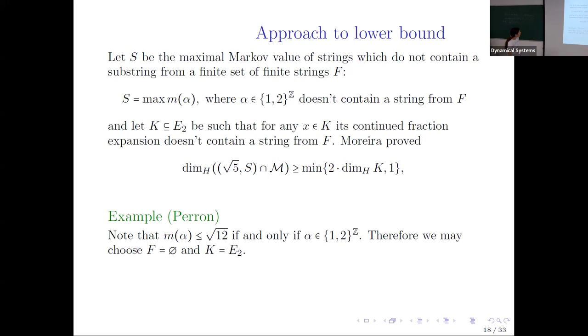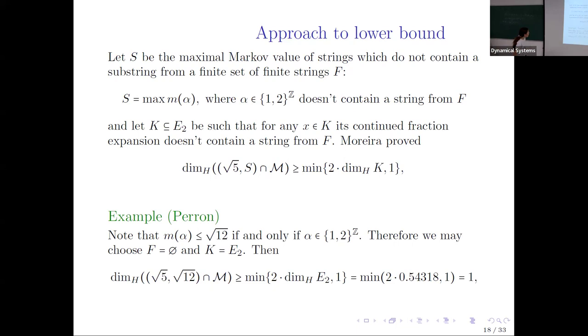Here's an example of using this result: you know that our Markov value is going to be smaller than square root of 12. This is because if you have 3, then 3 goes into the 0 position, and the smallest that you can get afterwards is by filling it again with 3 ones, 3 ones, 3 ones, and then it is going to be bigger than square root of 12.